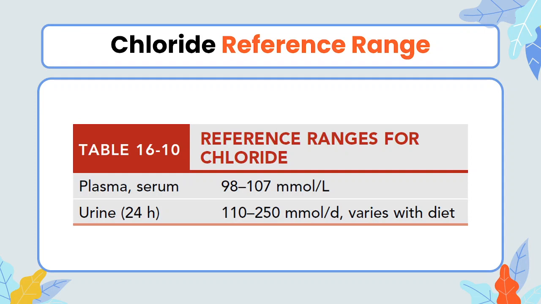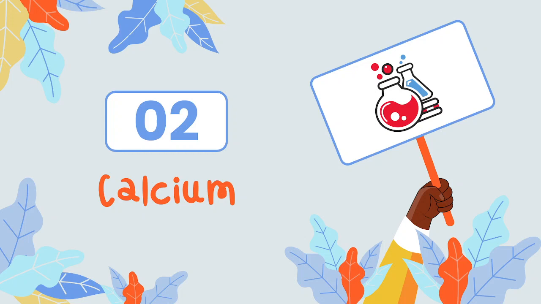So, this is the reference range for your chloride. For plasma or serum, the same, that is 98 to 107 millimoles per liter. For your 24-hour urine, that is 110 to 250 millimoles per day. So that's it for your chloride.